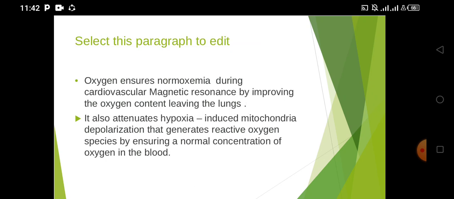Oxygen ensures normoxemia, or a normal concentration of oxygen in the blood, during cardiovascular magnetic resonance by improving the oxygen content leaving the lungs. Oxygen also reduces hypoxia-induced mitochondrial depolarization that generates reactive oxygen species by ensuring a normal concentration of oxygen in the blood.